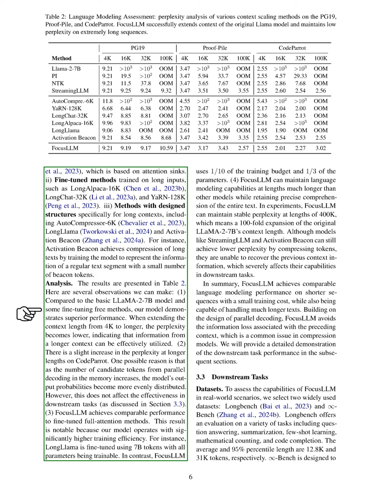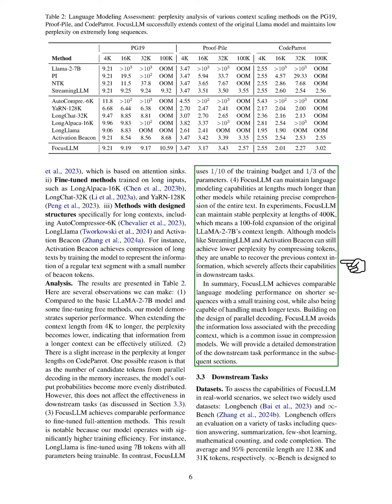3. FocusLLM performs comparably to fine-tuned full attention methods while being more efficient in training. For instance, Long Llama uses 7 billion tokens for fine-tuning, while FocusLLM uses only 1/10 of that with fewer parameters. 4. FocusLLM maintains language modeling capabilities at much longer lengths than other models, achieving stable perplexity at 400,000 tokens, which is a significant increase from the original Llama 2 7B context length.